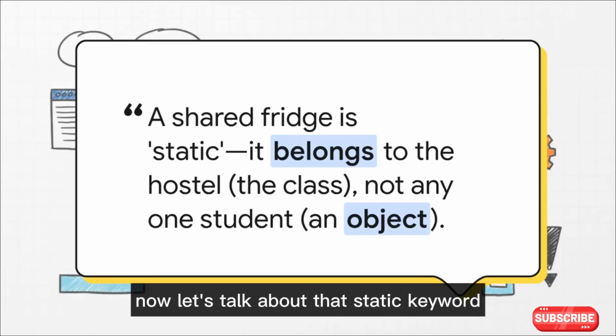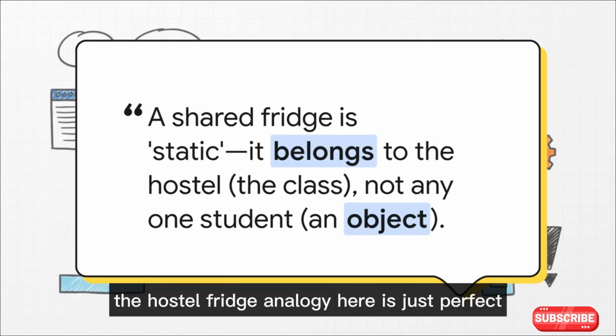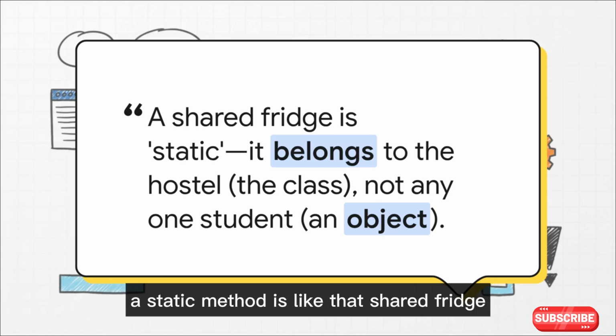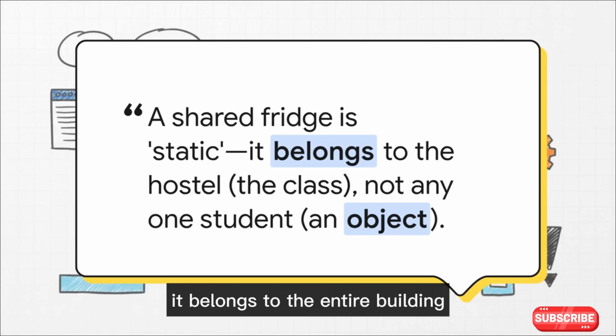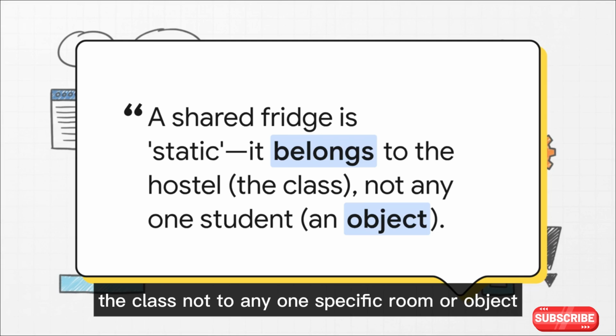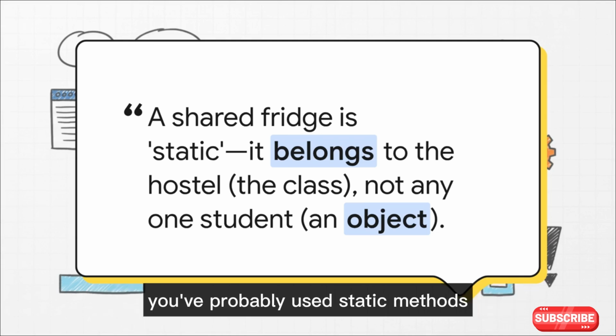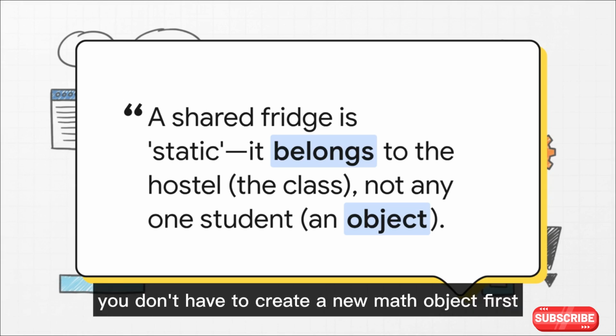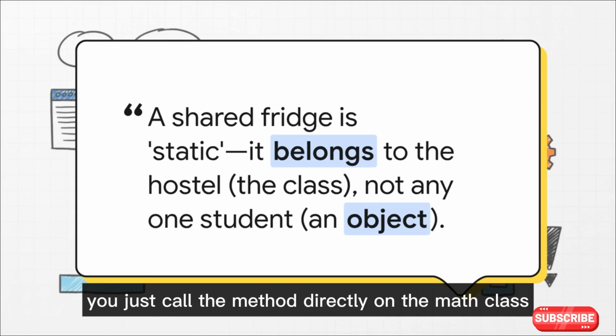Now, let's talk about that static keyword. This is a big one. The shared fridge analogy here is just perfect. A static method is like that shared fridge. It belongs to the entire building, the class, not to any one specific room or object. You've probably used static methods without even thinking about it, like when you call Math.random. You don't have to create a new Math object first. You just call the method directly on the Math class itself.